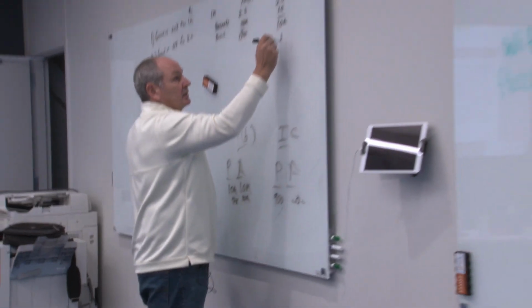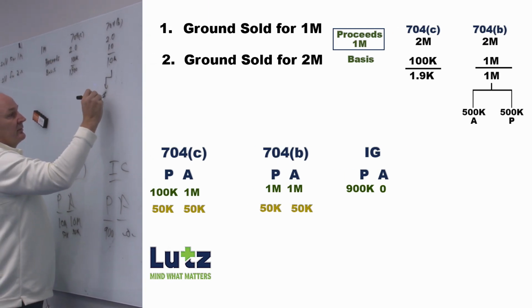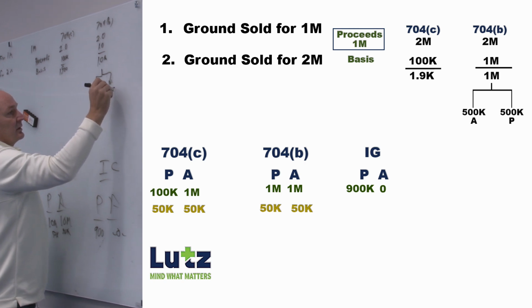Well, let's talk about 704B first. What's Aaron and I's deal? Economic deal. How are we splitting income? 50-50. Guessing. So the million is going to go 500K to Aaron and 500K to Pete.